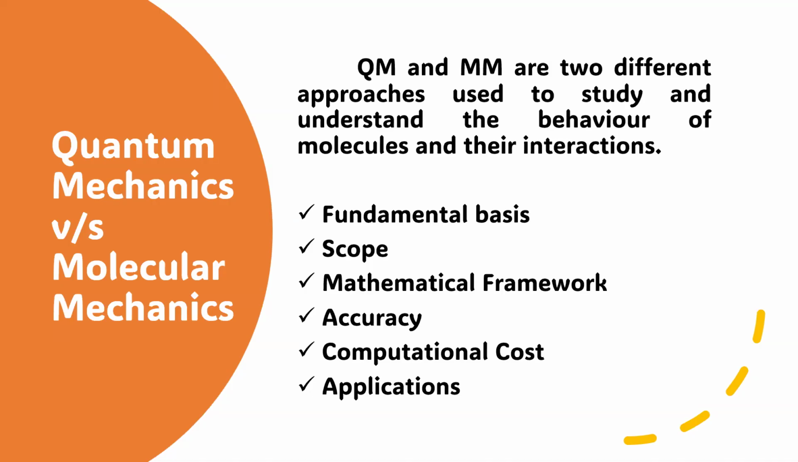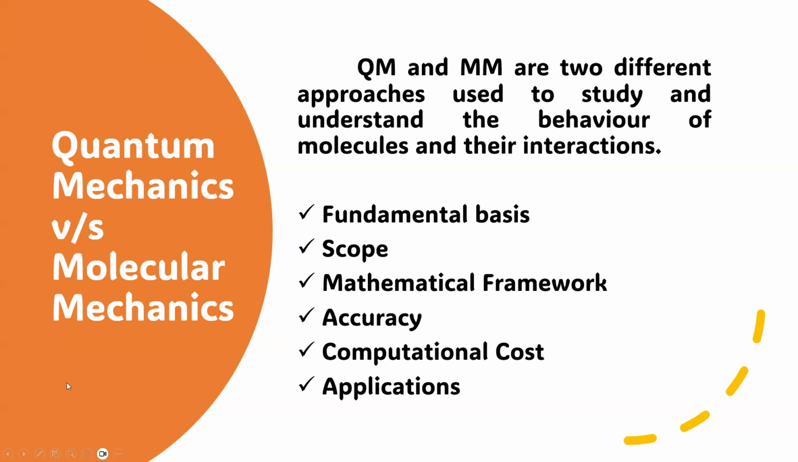Because quantum mechanics calculations are computationally more costly, especially for large molecules or biomolecules, proteins, nucleic acids. If you're studying such molecules, it is highly costly. But molecular mechanics is computationally less costly than quantum mechanics, and because of that, it is suitable to study large systems.